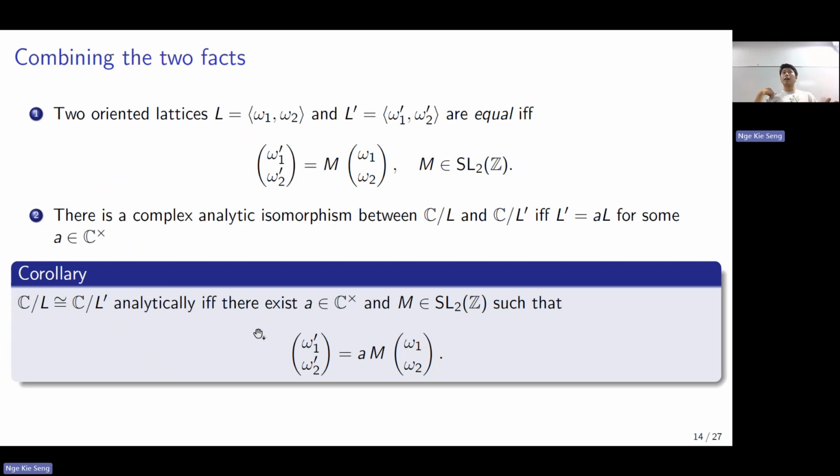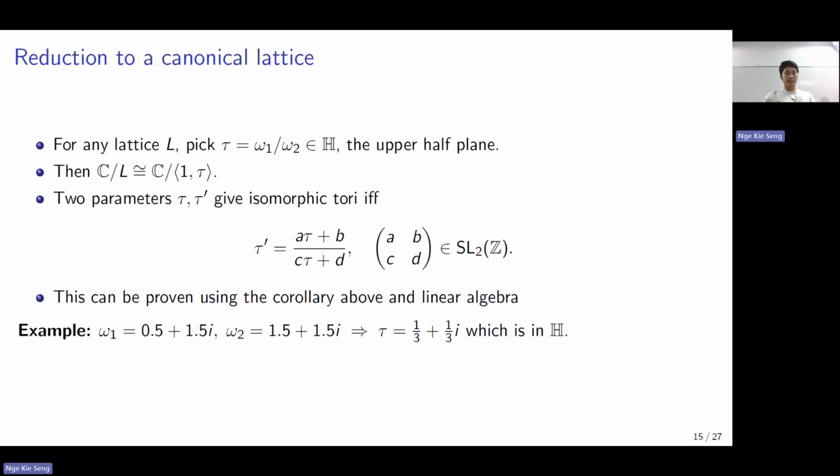So I have now walked through the basics of the lattice and the complex torus. Oh, there's one more thing: reduce to the canonical lattice. Now we have a lot of isomorphisms between lattices. This lattice might be isomorphic to that lattice. If we want to simplify them, we can actually simplify all of the lattices into 1, tau, where tau is a complex number in the upper half plane of the complex plane.